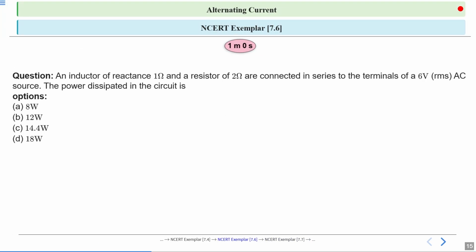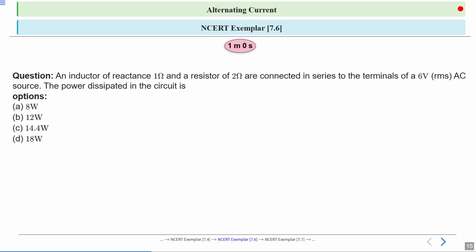Now, next question. An inductor of reactance 1 ohm and a resistor of 2 ohm are connected in series across a terminal of 6 volt RMS value. Okay, so it is an RL circuit. An inductor and a resistor are connected: a resistor of 2 ohm and an inductor of reactance 1 ohm.